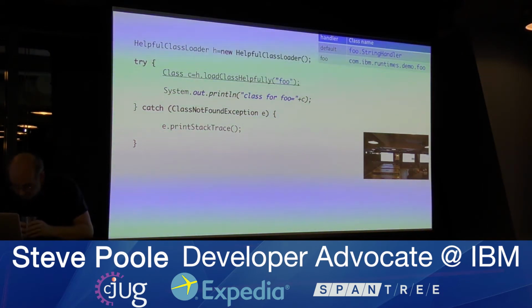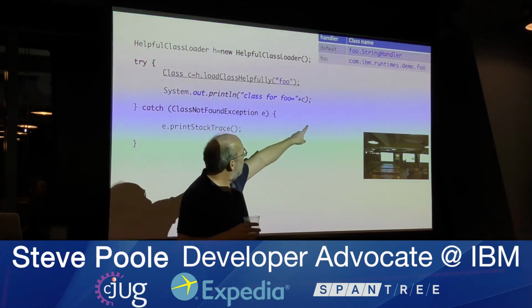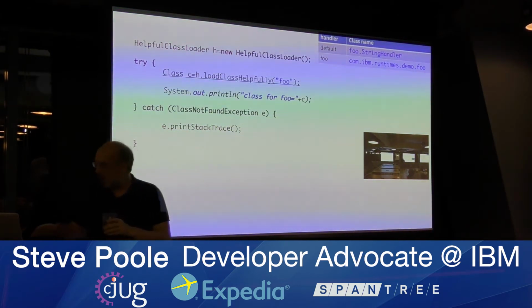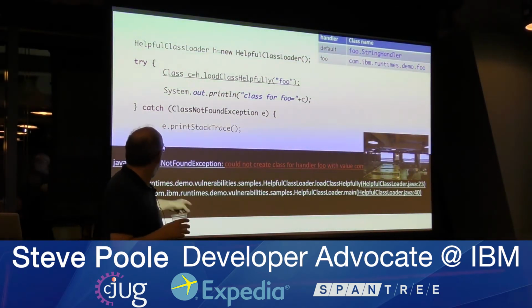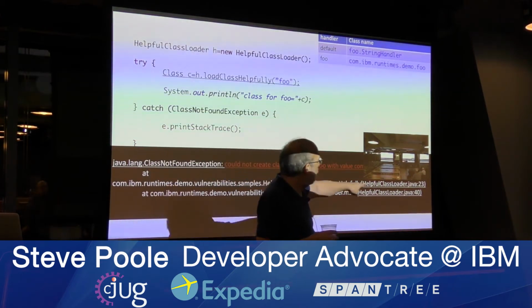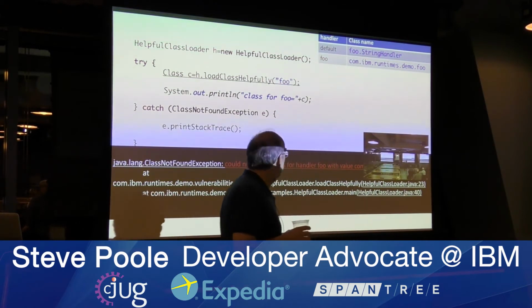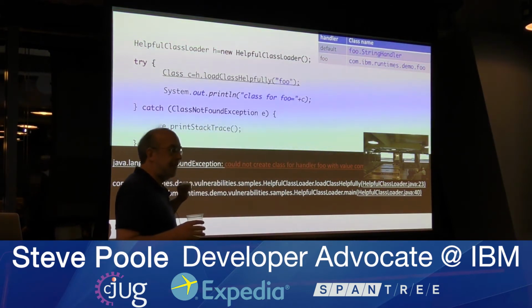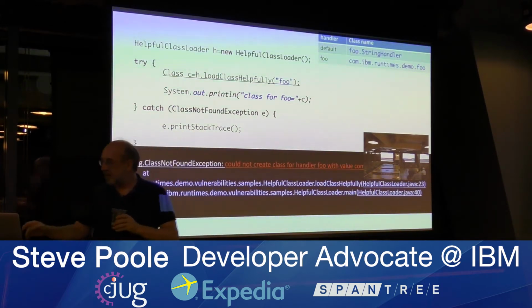So let's try foo. Okay, well in this case, that class doesn't exist. So when I try to run it, I get the exception. ClassNotFoundException: could not create class for handler foo with value, compile items at runtime demo field. Okay? Now, what's wrong with that? Nothing. That's fine. Piece of code. Does stuff.